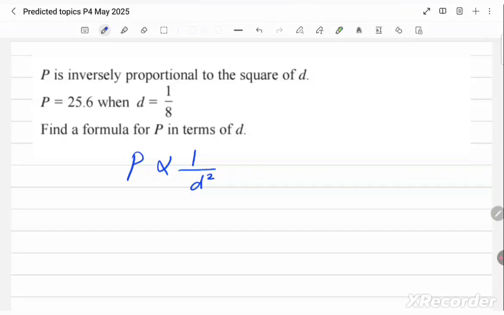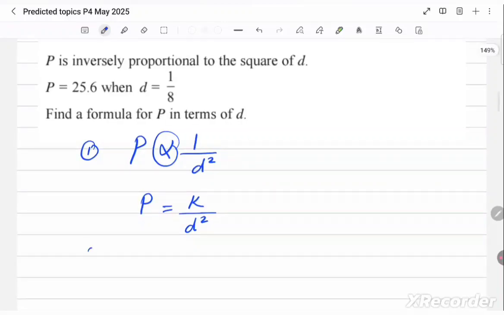So step number 1, usually try to write the formula. If you remove the proportional symbol, you will write P equals k over d squared. So this is the formula. This is the first step. What about the next step? Next step, usually you have to substitute the initial values to find the constant k. This is the second step usually.